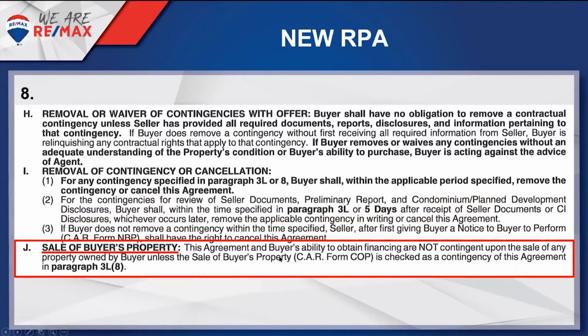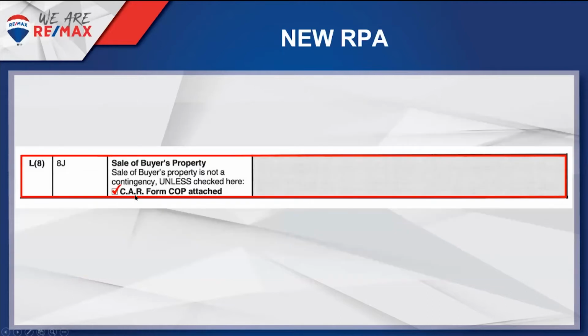And then J, I think that's the final contingency. The buyer's purchase is contingent upon the seller's purchase of another property. The default is it is not contingent upon the sale of another property owned by the buyer. However, if paragraph 3L is checked, COP attached, sale of buyer's property is not a contingency unless checked. And if that's checked, then it is a contingency of the purchase, the sale of the buyer's property.